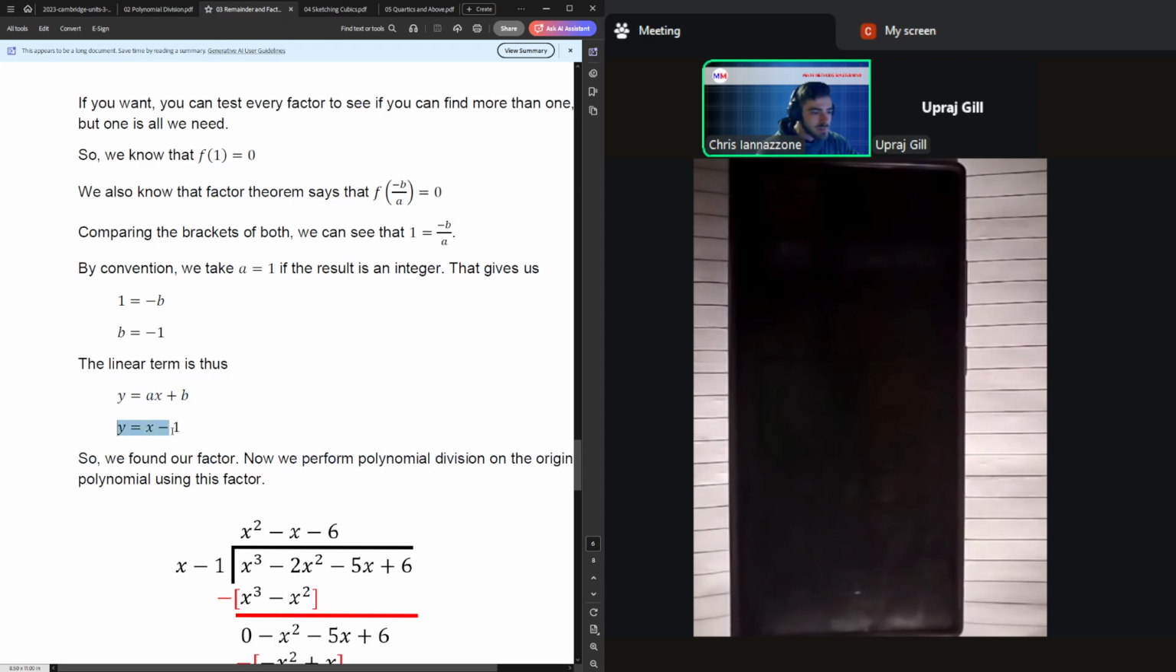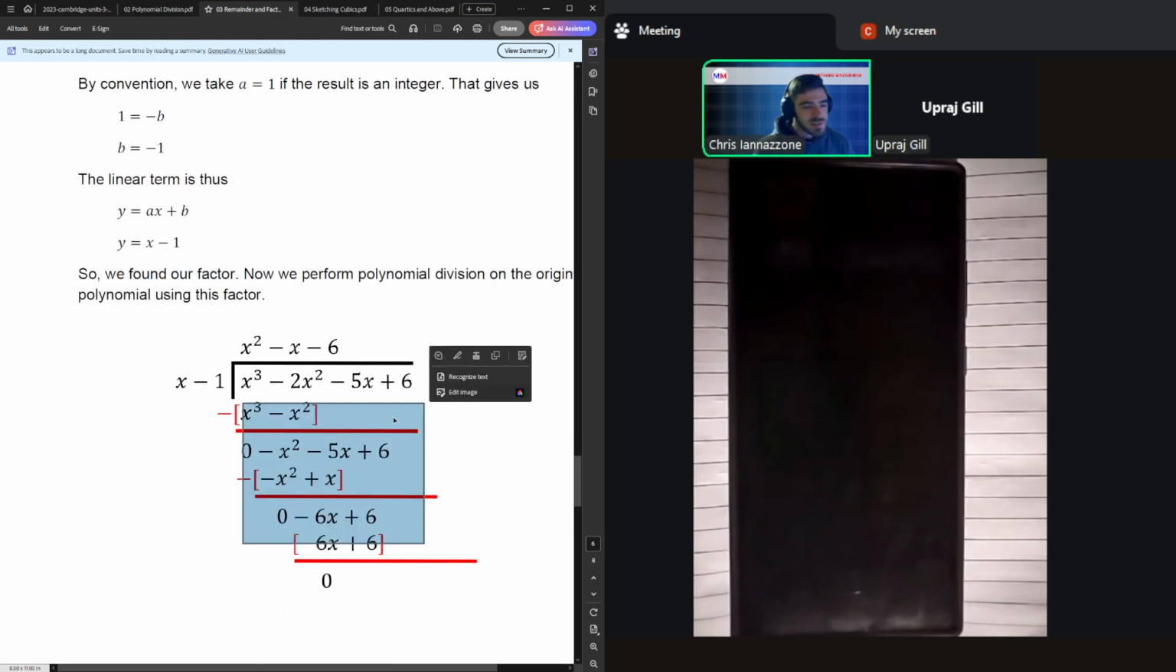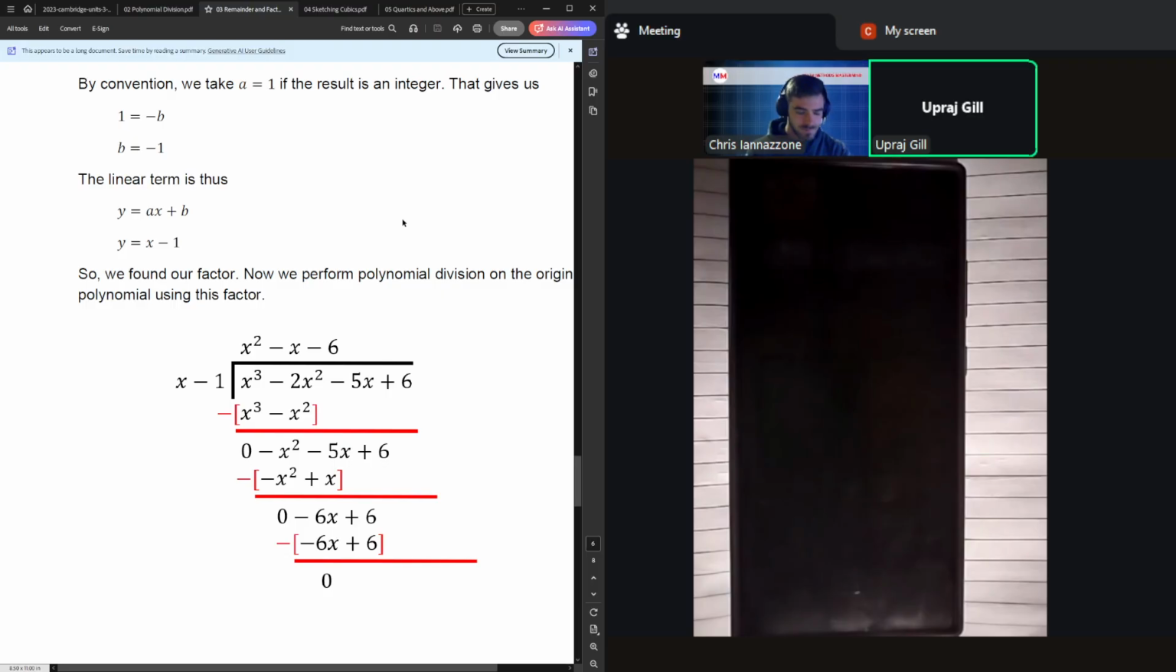You now have the a and b term of your linear, and then you continue on as per how you would do through a polynomial division on that. Is that all fair enough? Oh yeah. Sweet.